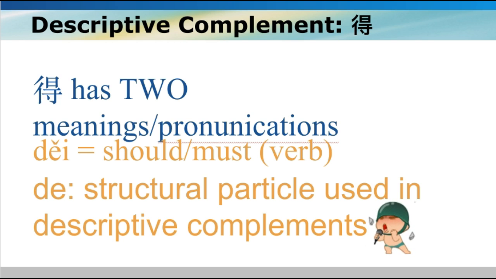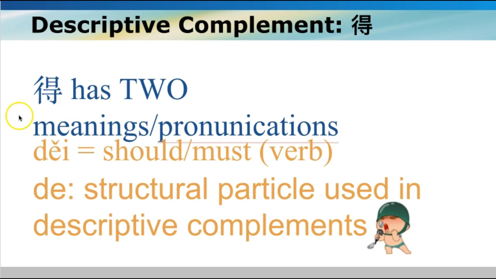Now on to something called a descriptive complement. If you guys remember, a complement is a way to describe an action, to describe a verb, and it comes after a verb. Now, this is a so-called descriptive complement because now you're describing the action of a verb using the particle 的.